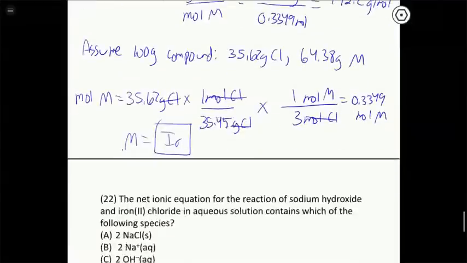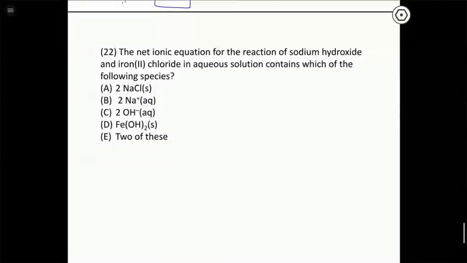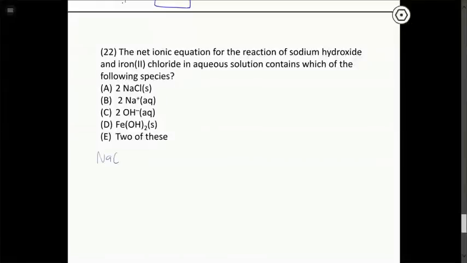All right, next one here, number 22, talking about net ionic equations. Okay, so what we have to do here is think about what type of reaction this is. So we have sodium hydroxide, we have iron 2 chloride, both of them are ionic compounds. We have a base, but this is not an acid, so it's just going to be an ion exchange or precipitation type reaction. And then we can think about the identity of the products. So we're taking sodium hydroxide, which is NaOH, and iron 2 chloride. Iron 2 tells us that it's +2, so we have FeCl2, 2 chlorides to balance the charge.